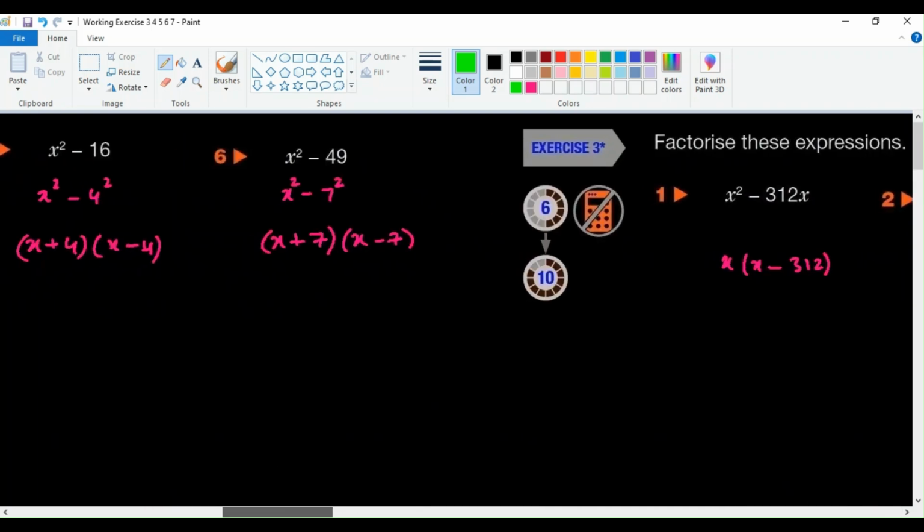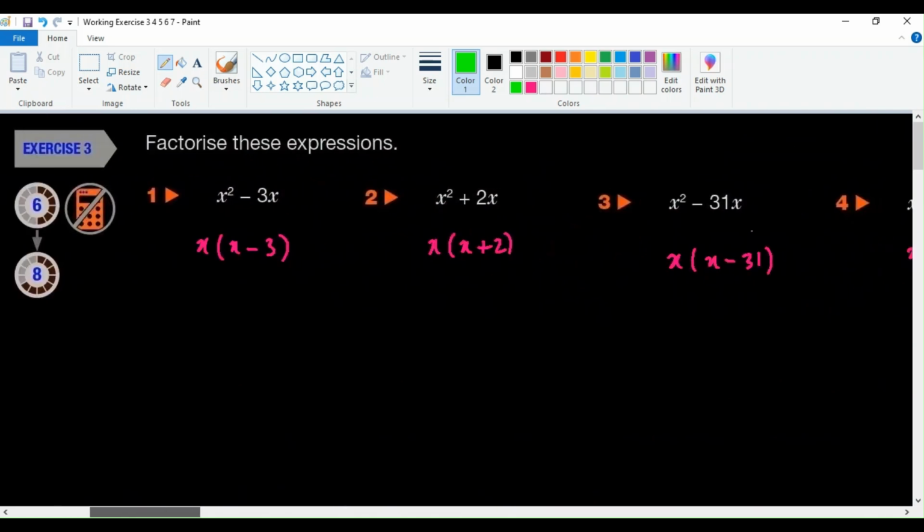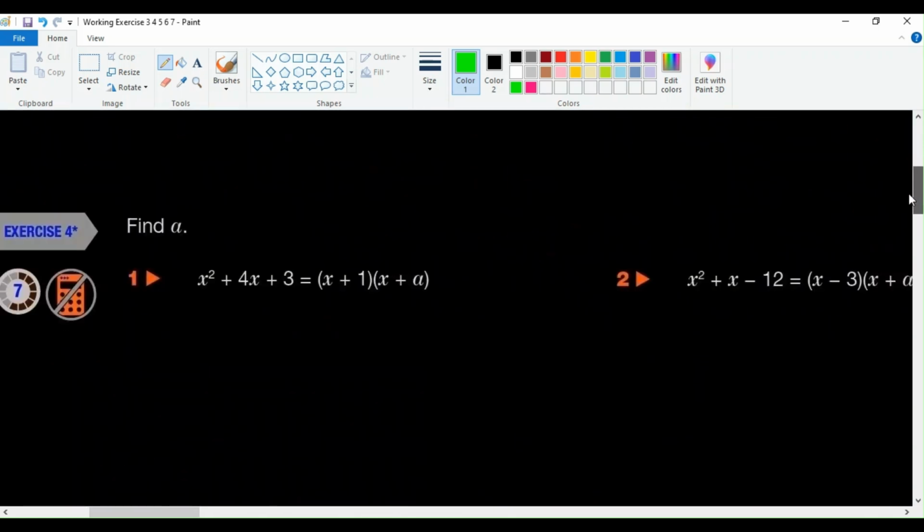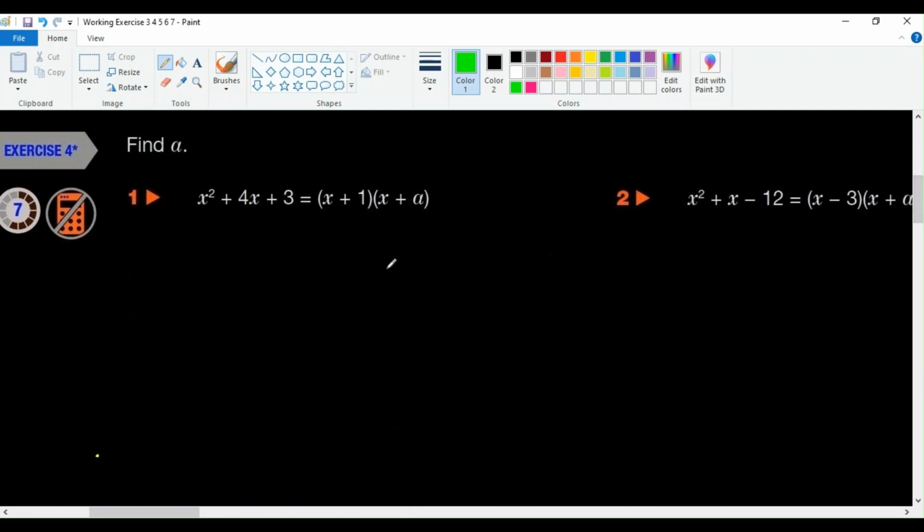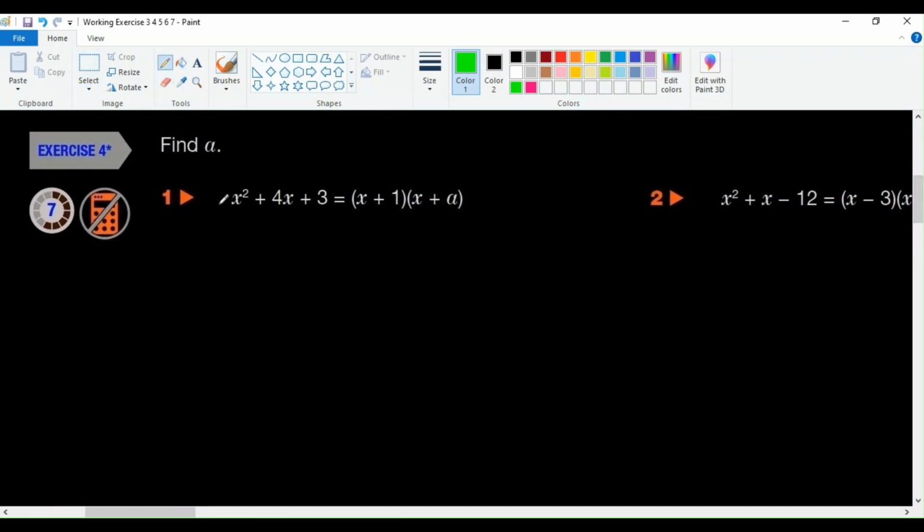Moving on to the next exercise, which is exercise 4, I guess. Yes, 4 star. In here, again the same thing. When it comes to exercise 4 star, it is the same thing, but in the left hand side you have different equations. Now in here I will write same thing, x plus a two different times, and I multiply with x and plus 1 like this. So I'm going to get x squared plus ax and plus x plus a.